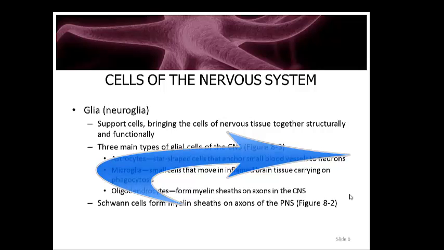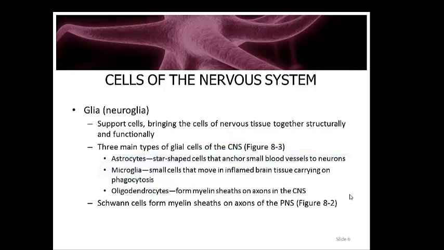The type of glia cell that's found in the peripheral nervous system are called Schwann cells, kind of like the Schwann trucks that would go and deliver food to people. But what these Schwann cells do is that they're going to form the myelin sheaths that are found on the axons of the neurons of the PNS.